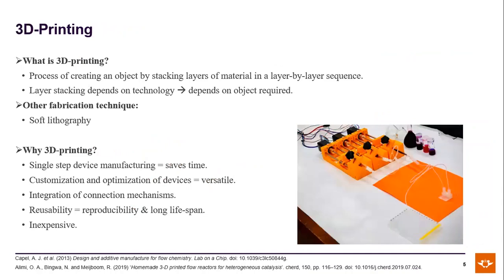The first one is 3D printing. In this technique, an object is created by stacking layers of material in a layer-by-layer sequence. It was chosen because it is inexpensive and it is sustainable in that the objects created can be reused and customized rapidly. 3D printing can be, and was, used to manufacture microfluidic devices.